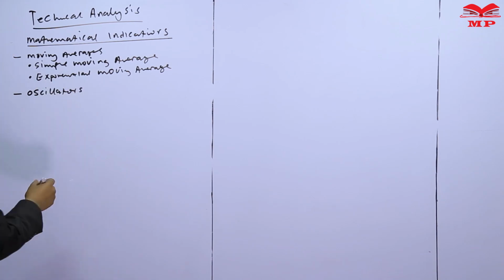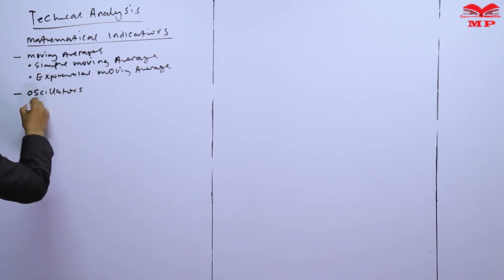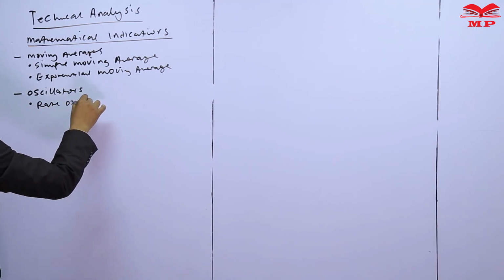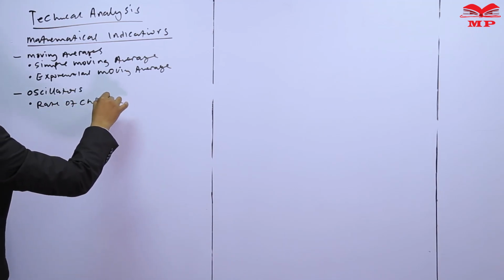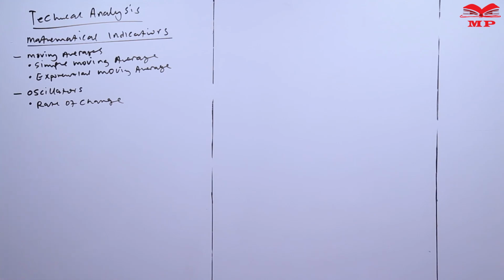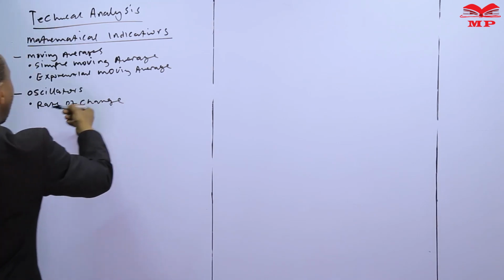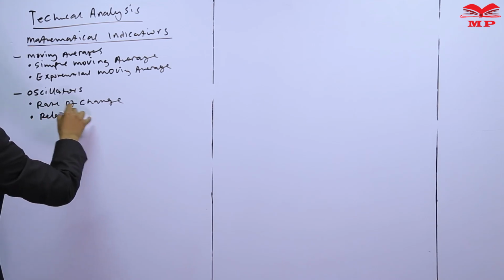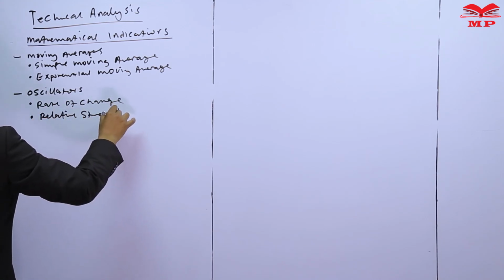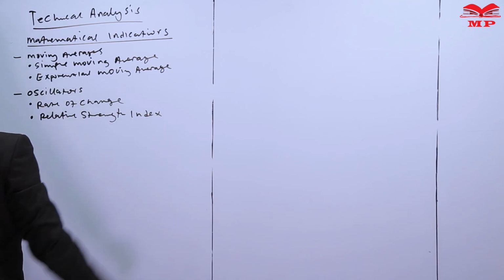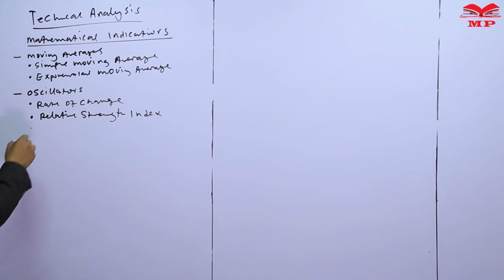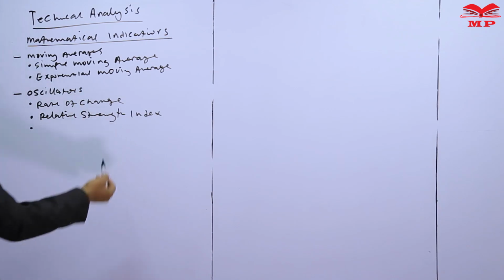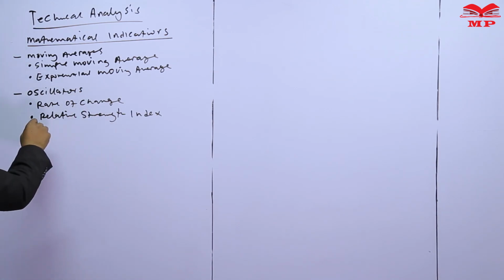Oscillators, and specifically we'll be looking at the rate of change. Once we've looked at the rate of change, we will also move ahead and look at the relative strength index. And then finally, we will be looking at the moving average convergence divergence.